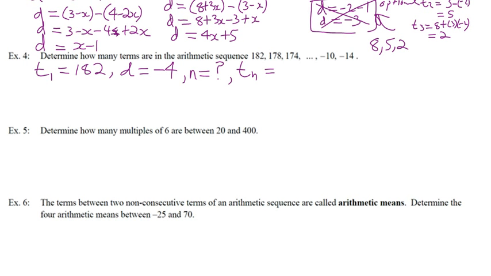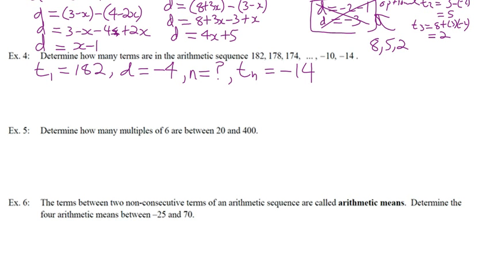What? 182. No, that's T1. What's T sub N? What's the nth term? It's a formula. It's not written on the board. What's the nth term in that sequence? We don't know. Negative 14. Gold star. I don't have any gold stars, but silver star.